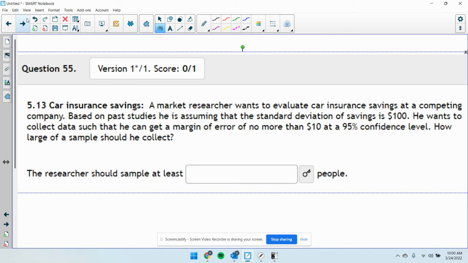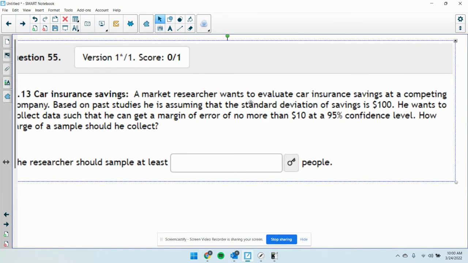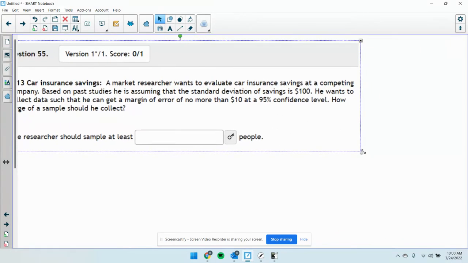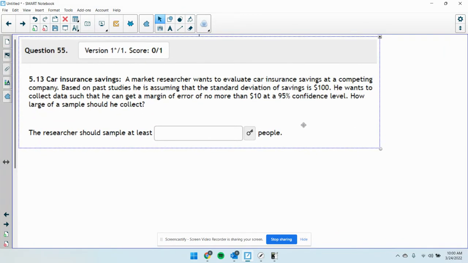And then 55 says a market researcher wants to evaluate the car insurance savings at a competing company. Based on past studies, he's assuming that the standard deviation of savings is 100. He wants to collect data such that he can get a margin of error no more than $10 at a 95% confidence level. How large of a sample should he collect?